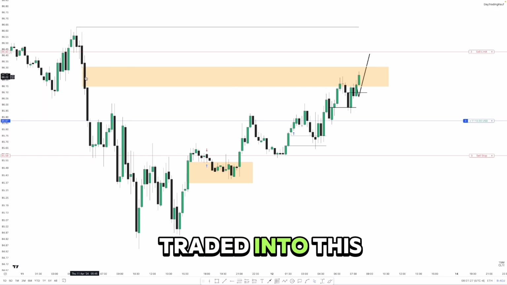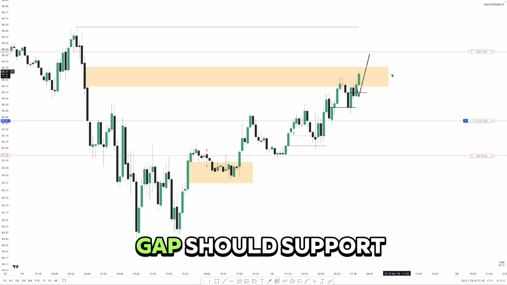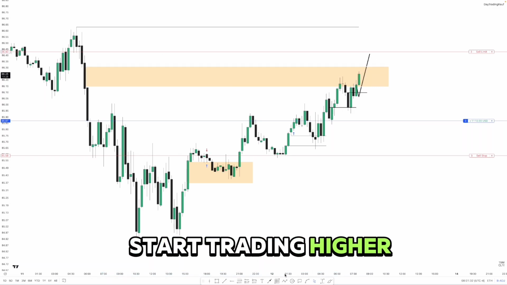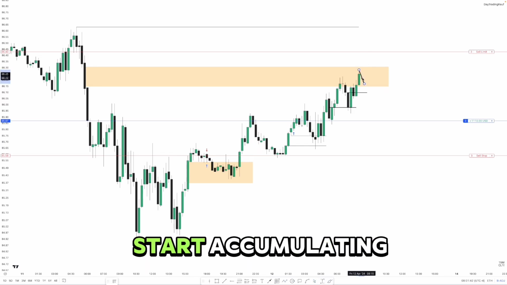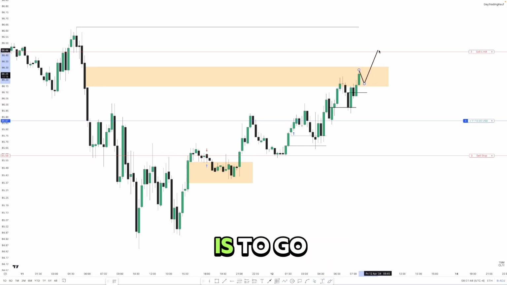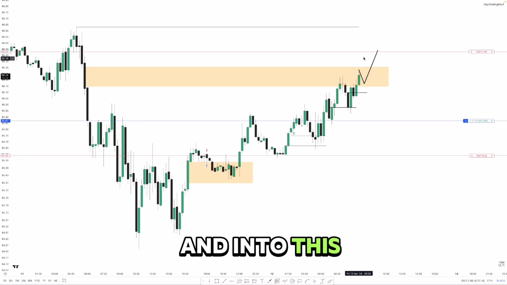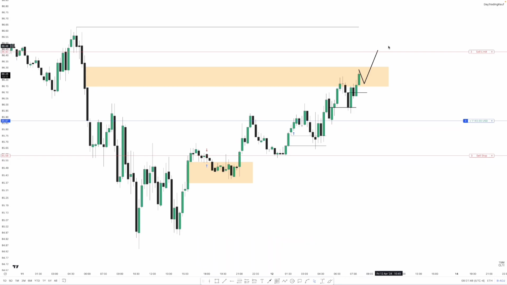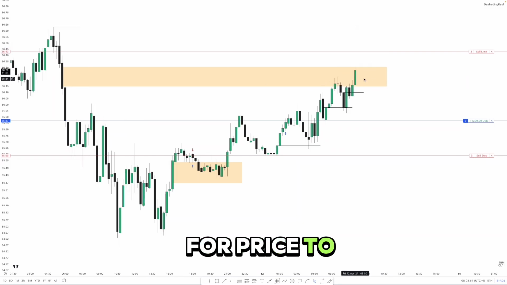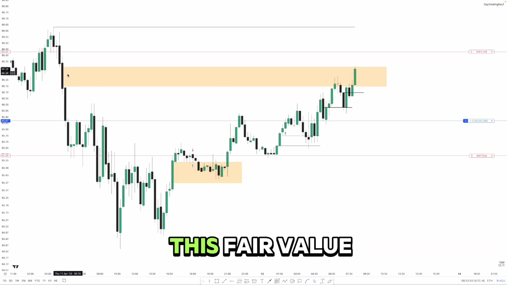And now we've traded into this fair value gap. This fair value gap should support price to start trading higher. And this is where we can start accumulating, and if we trade lower, it is to go higher and into this area that I am going to take profit. All I'm looking for price to do right now is for us to close above this fair value gap.